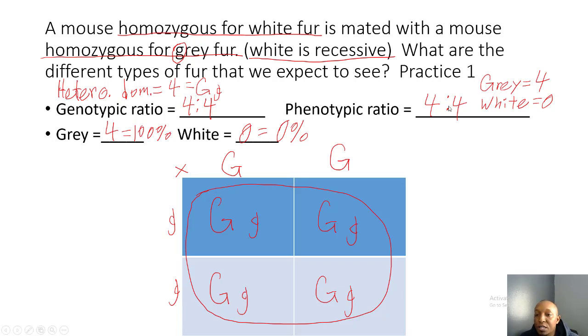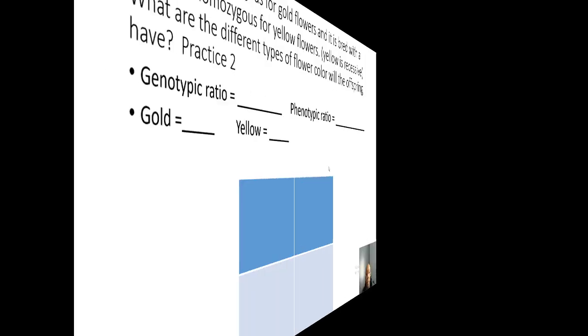And then if you notice the phenotypic ratio, all 4 of them are going to have gray fur. 0 of them are going to have white fur. And then you look right here. Well, this is pretty simple. Gray is going to be all 4 or 100%. White is going to be 0, which is 0%.